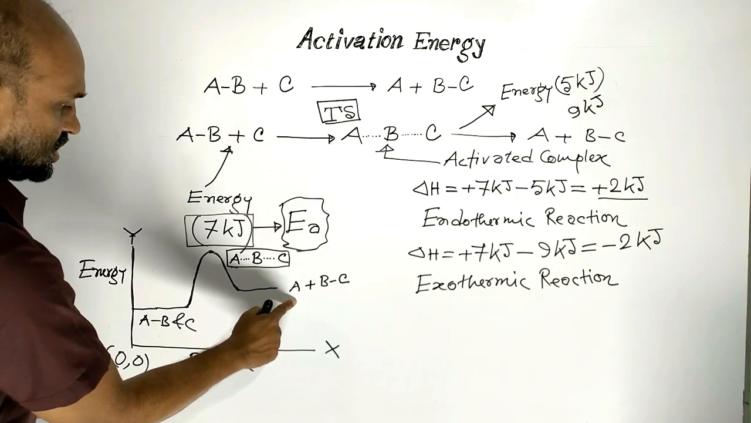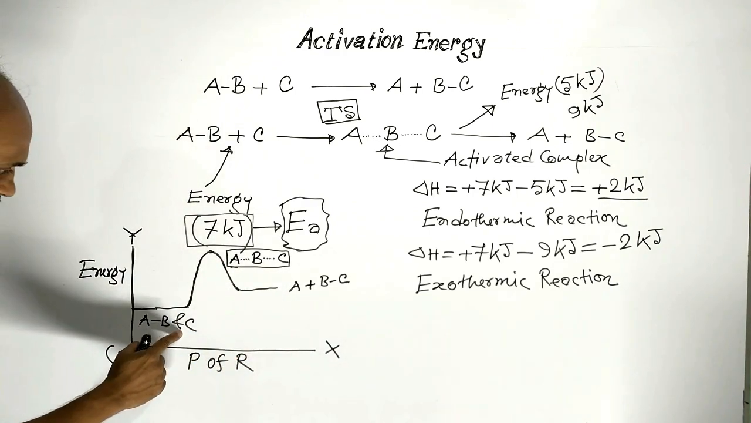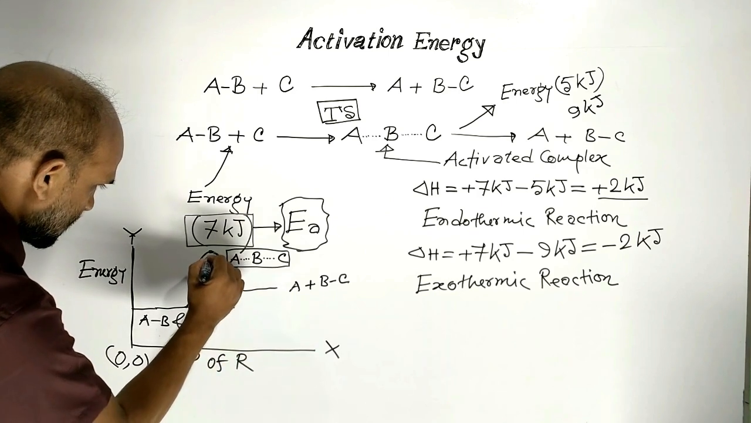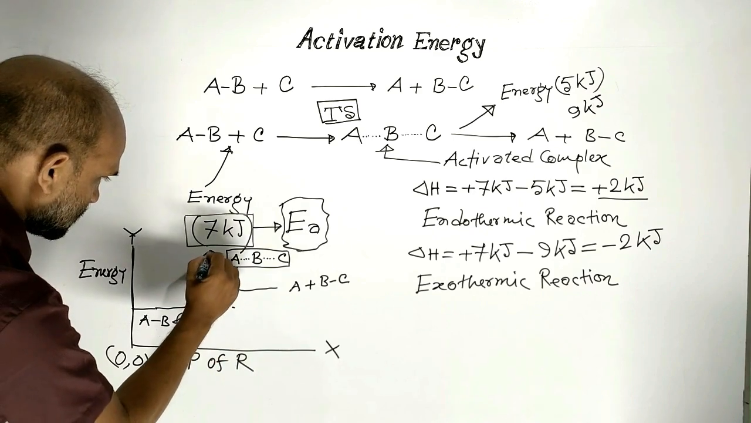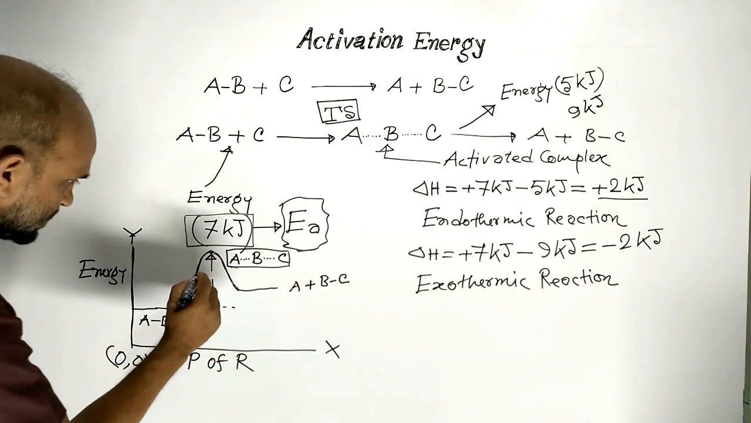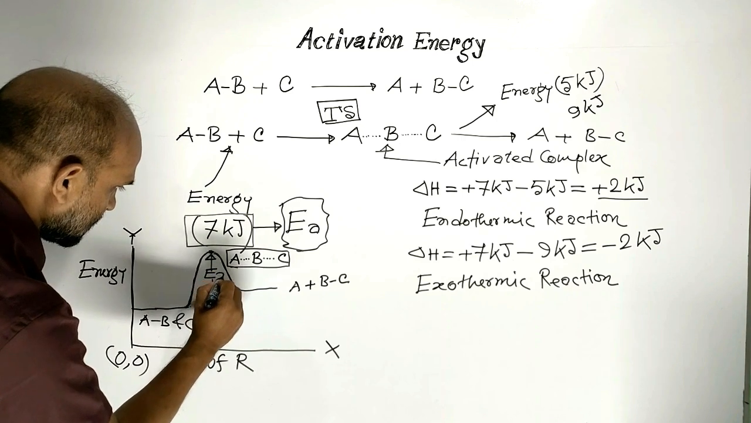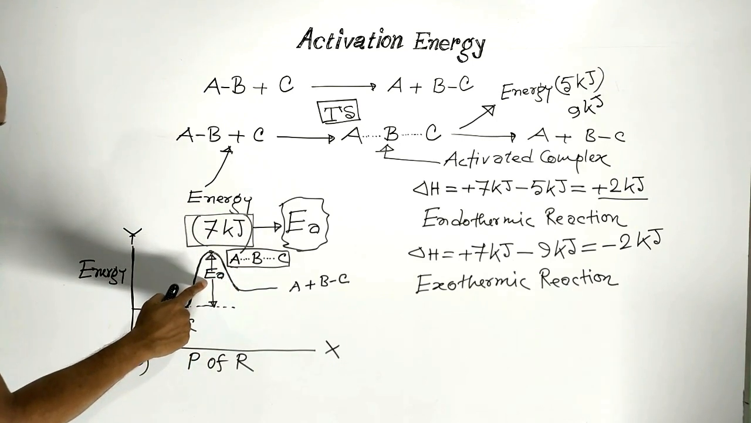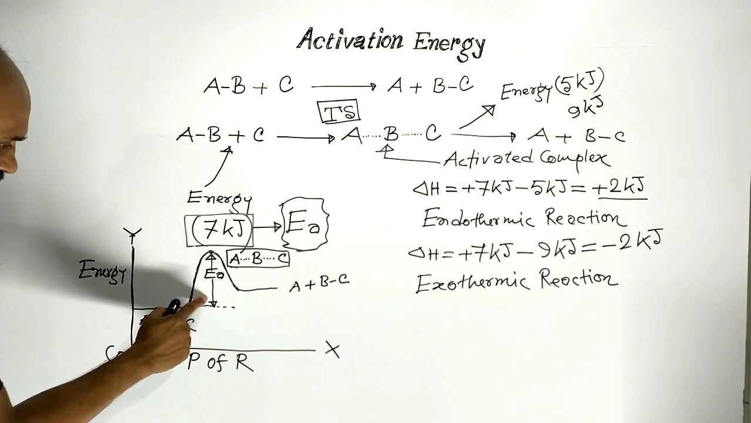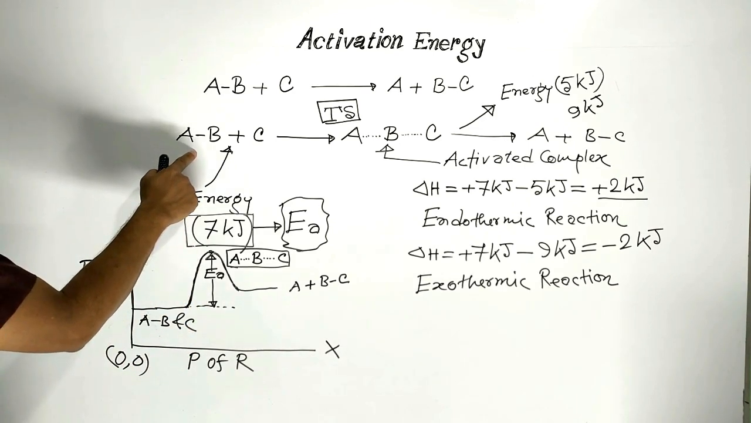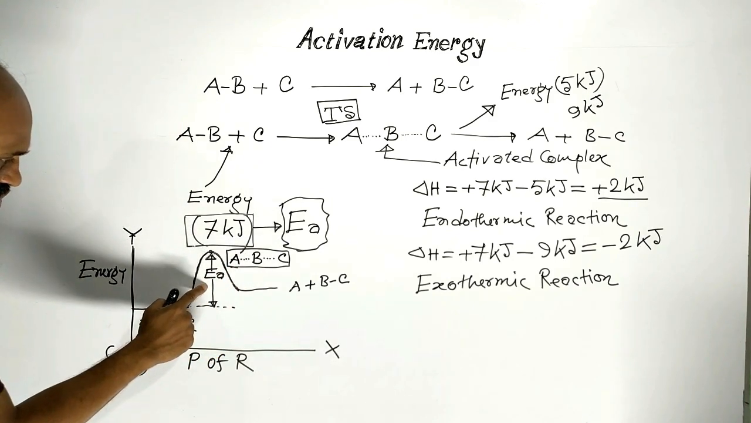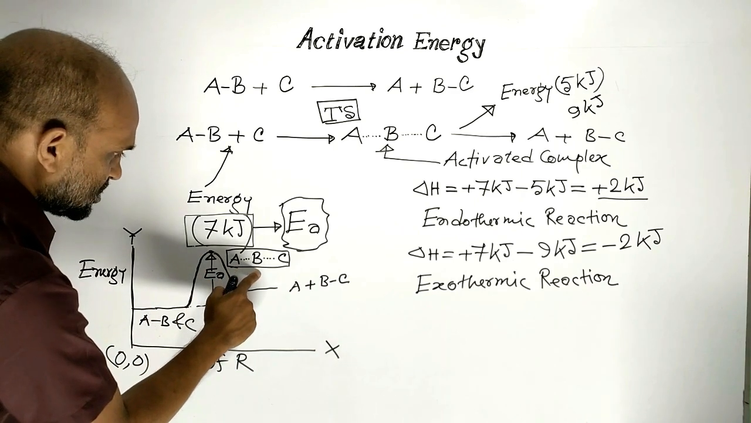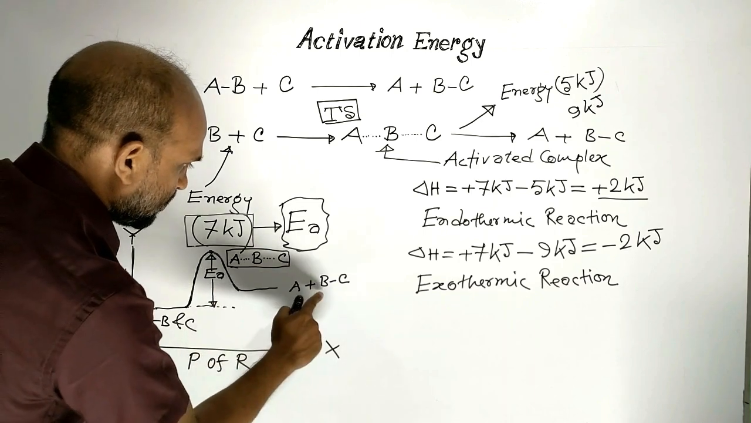Final products. Here, compounds AB and C absorb this amount of energy, which is denoted by EA, activation energy. The amount of energy absorbed by the reactant molecules to be activated complex. That amount of energy is called activation energy, which is denoted by EA. Now, activated complex releases energy to form final products.